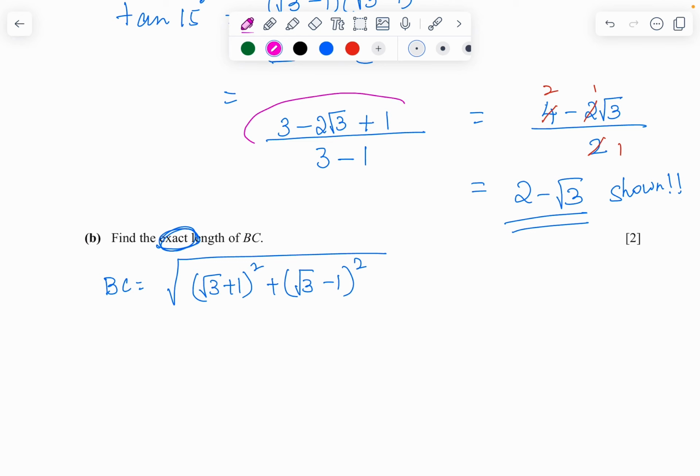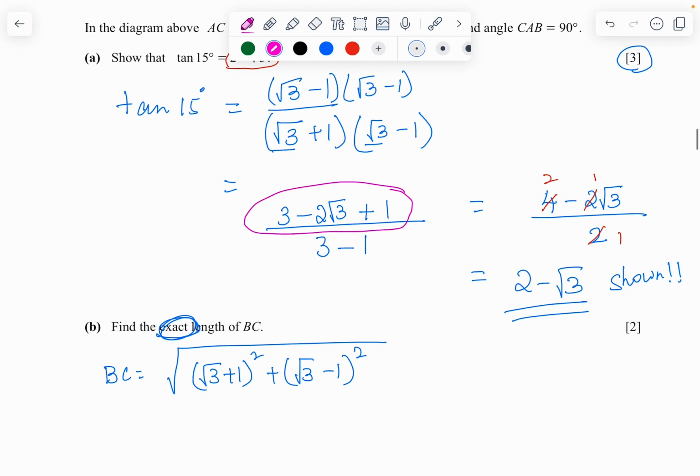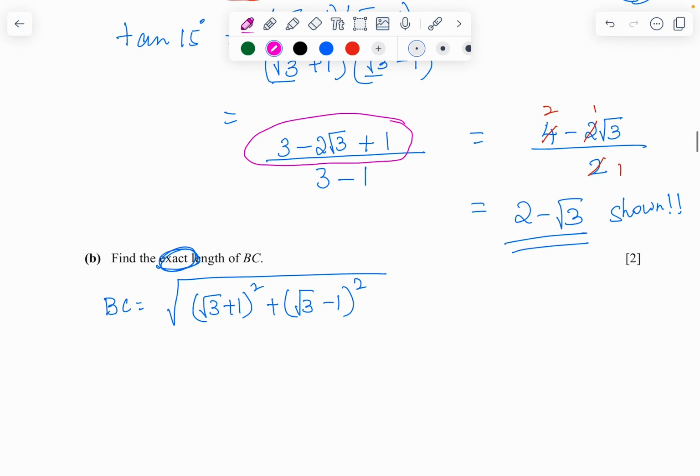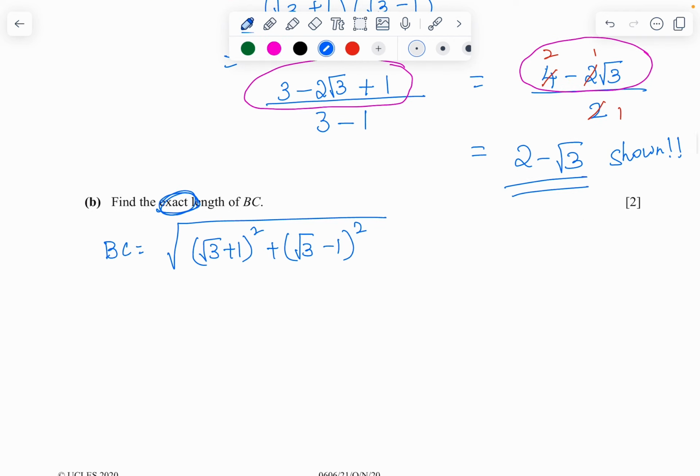Always you need to go back and forth. See, this one was already there: square root of 3 minus 1 whole squared. So I already have half of the answer here, and I can write this directly: 4 minus 2 square root 3. If a minus b whole squared is 4 minus 2 square root 3, then a plus b whole squared will be 4 plus 2 square root 3. Makes sense, right?